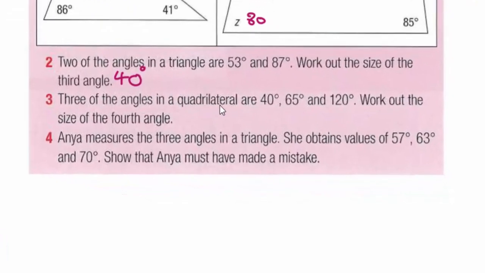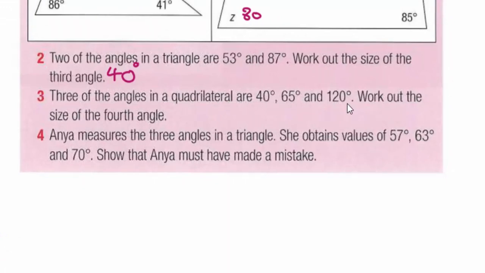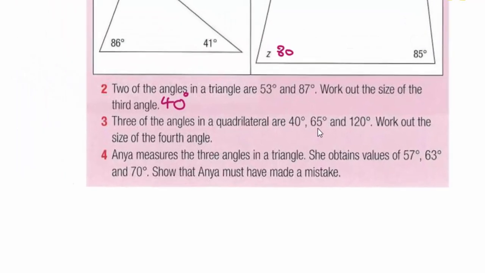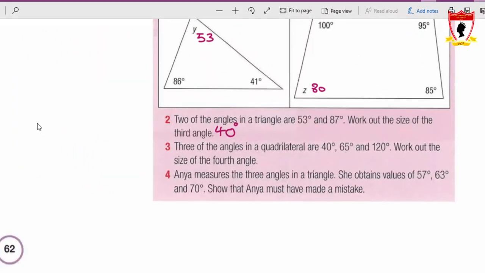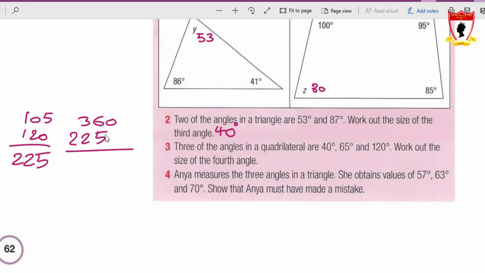Three of the angles in a quadrilateral are 40, 65, 120. Work out the size of the fourth angle. Then 40 plus 65 is equal to 105, plus 120, it will be 225. So from 360, how much more do we need to complete? 10 minus 5, it will be 5. 5 minus 2 is 3. 3 minus 2 is 1. So we need 135 more to complete 360.